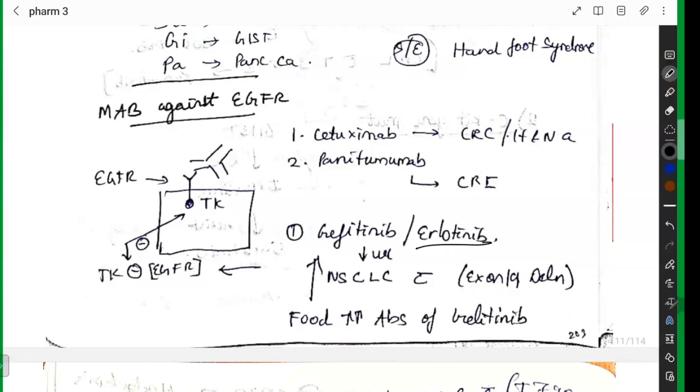This is used in non-small cell cancer of the lung with exon 19 deletion. There are various causes of non-small cell cancer, which I told you about in pathology. Among them, one cause is exon 19 deletion. Which drug will you give there? You are going to give gefitinib or erlotinib. Remember, food increases the absorption of gefitinib, so you can give gefitinib along with food.